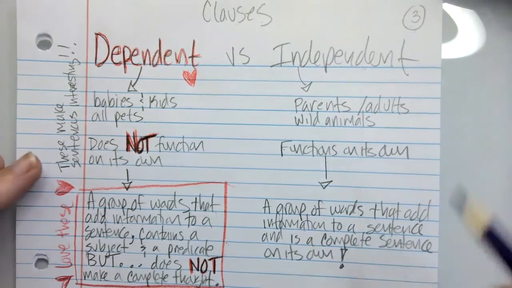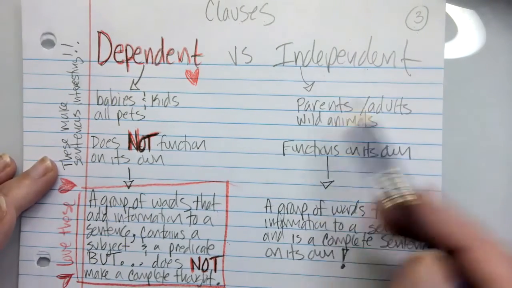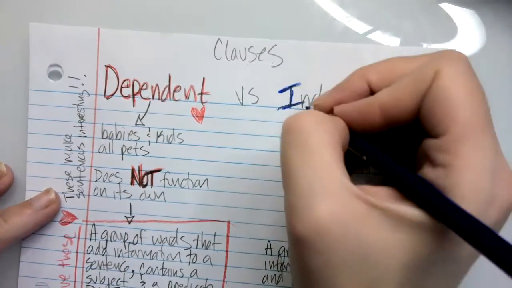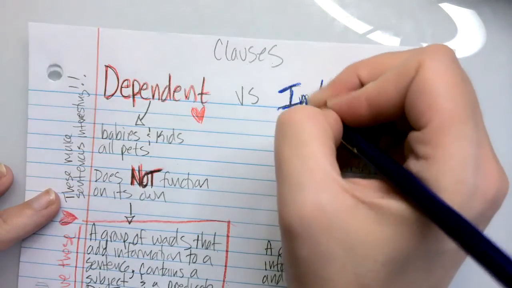But we love them. So here we're talking about independent clauses. We want to do our blue color coding. So we want to heavily bold independent with our dark blue.